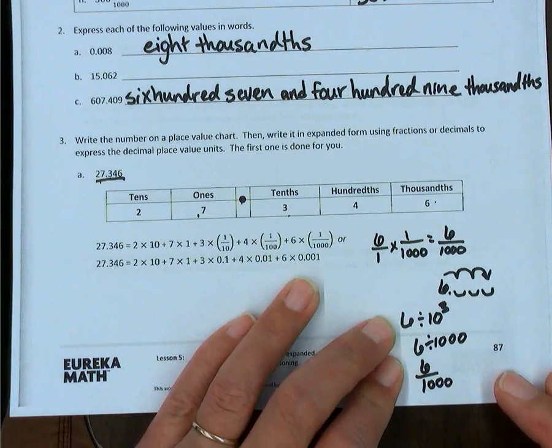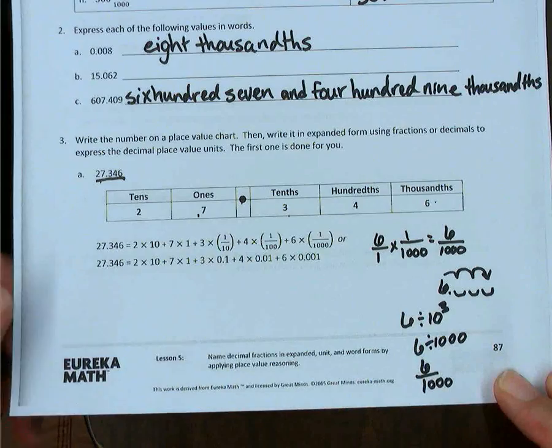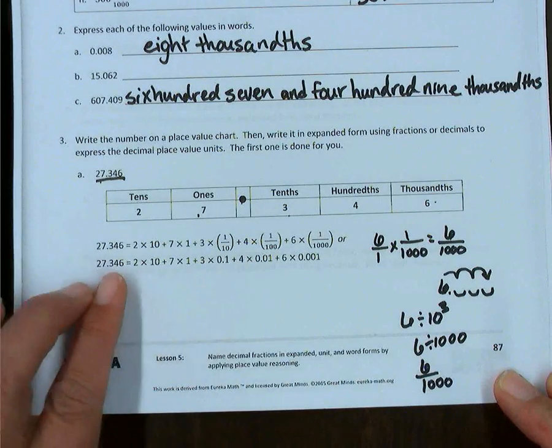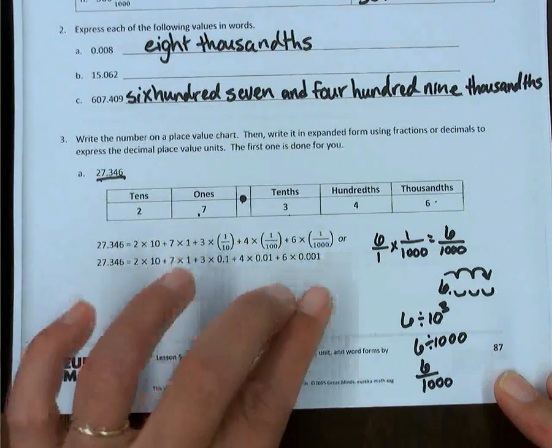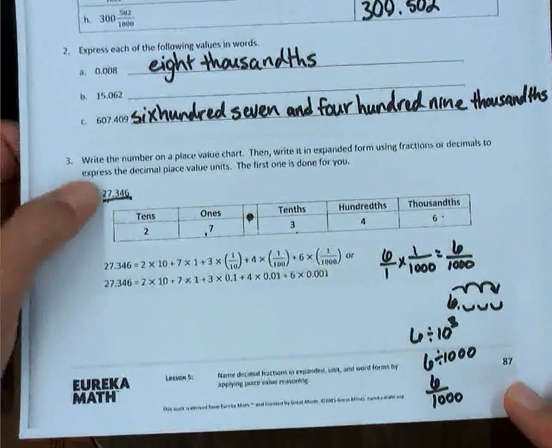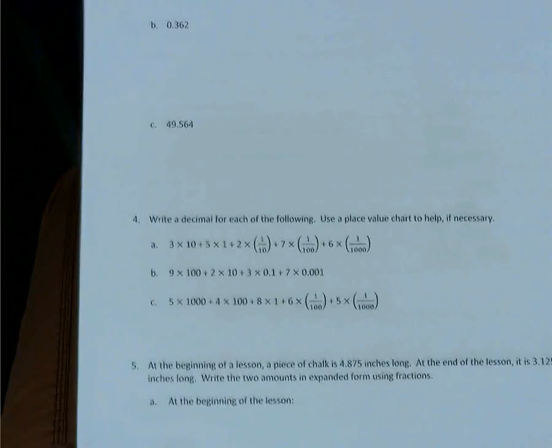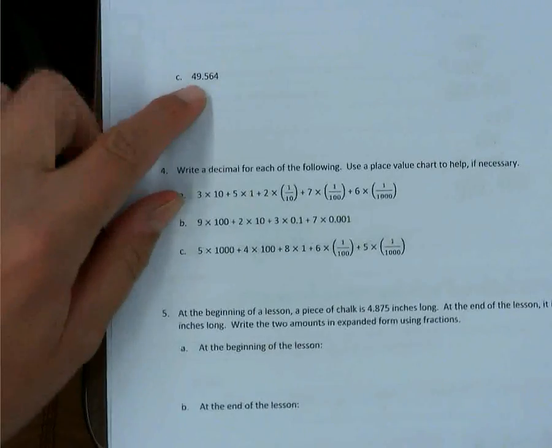So that's all expanded form is doing, is making it so that you're showing what place value each one of these lands in. So when they give you a number like this, you want to really think about what place value each of those digits is in. So let's take a look at the hardest one here.